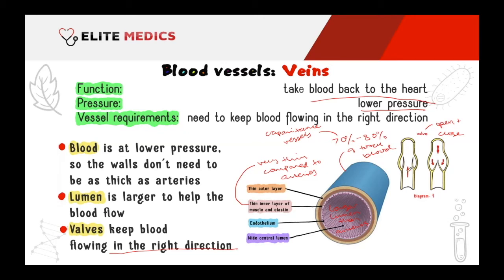So when the valves open, blood flows past, okay? But then they close, yeah? They close here, and so blood can't escape back. And that's important because obviously veins are taking blood to the heart, and so they're working against gravity, okay? So they really need to keep blood flowing in one direction. So it's really important that they do that, okay?